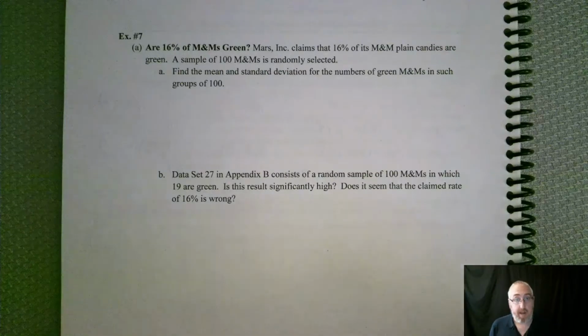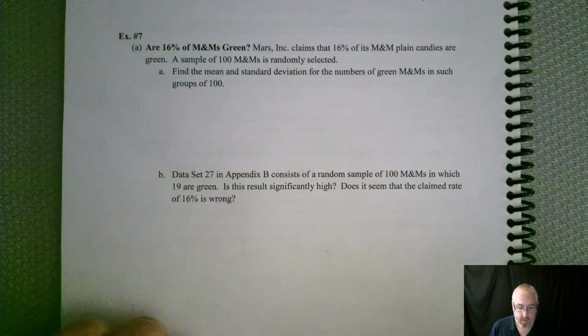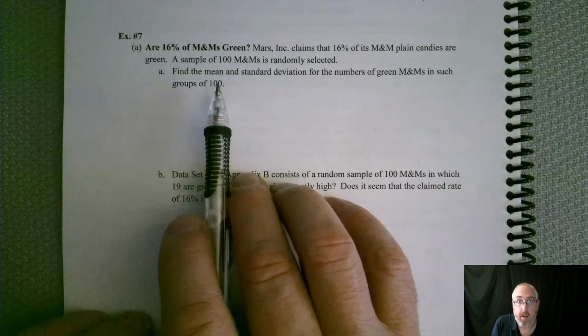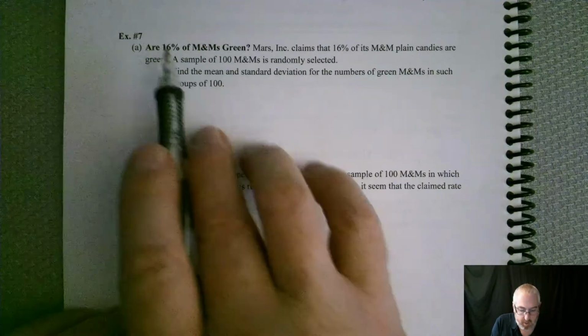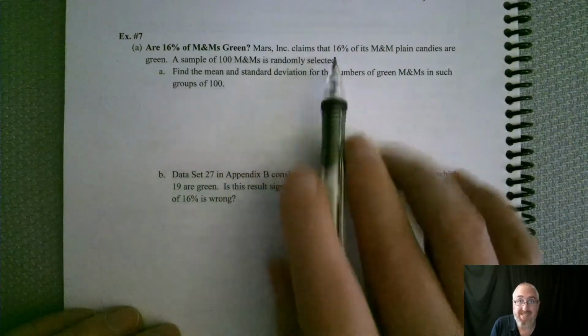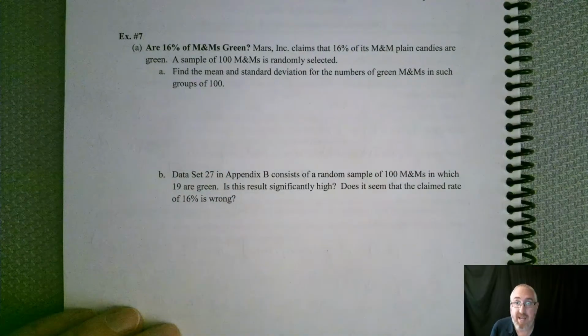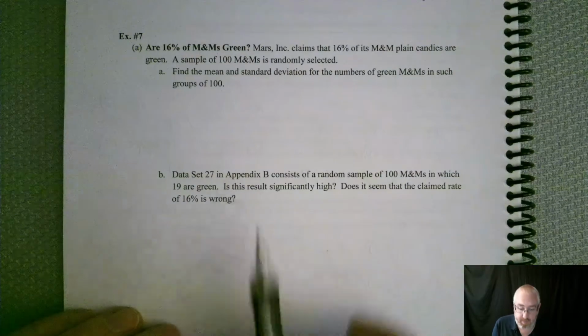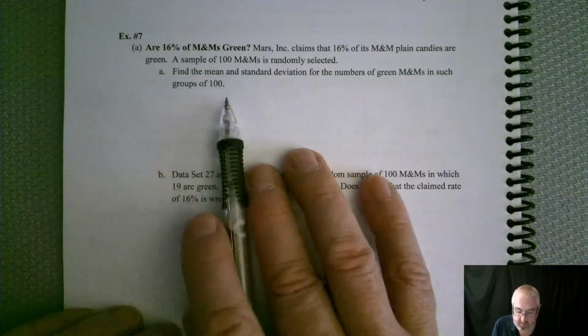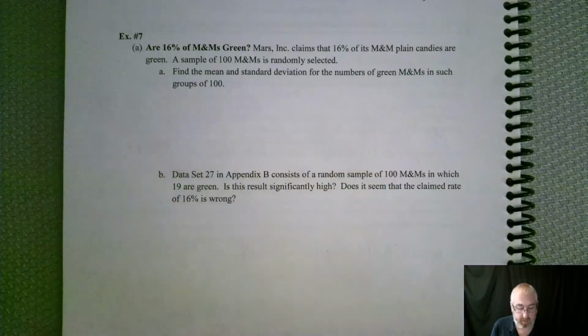All right, welcome back. We are getting in these last couple of examples for these binomial probability distribution applications. Are 16% of M&Ms green? Mars Incorporated claims that 16% of its M&M plain candies are green. A sample of 100 M&Ms is randomly selected. Find the mean and standard deviation for the number of green M&Ms in such groups of 100.